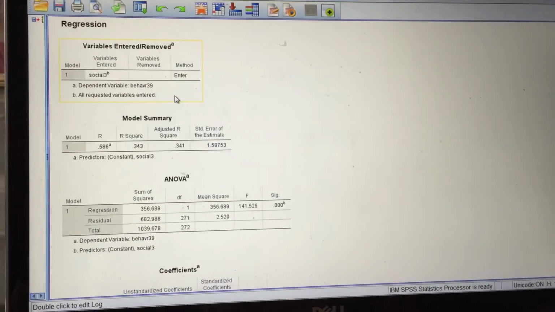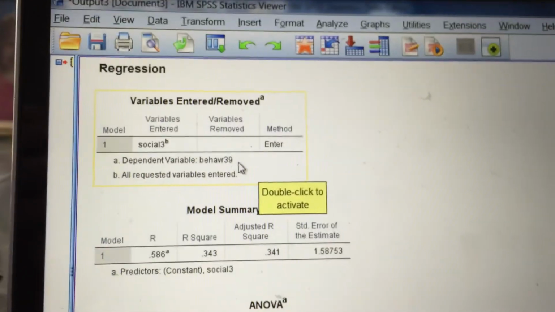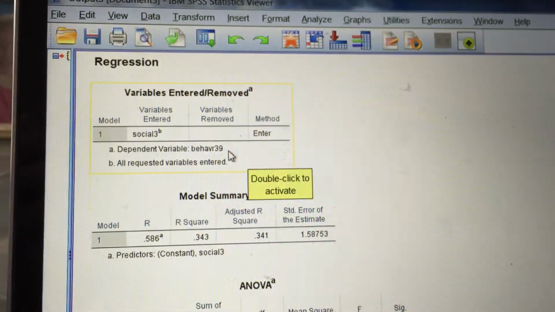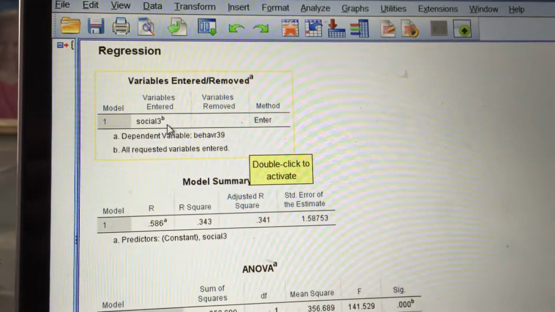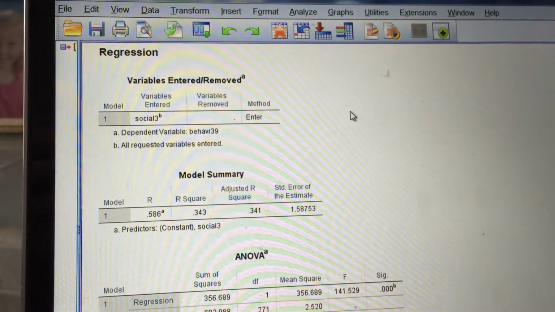And so over here it tells me in this first table that our dependent variable is behavior 39. That's good. That's what I wanted. And it shows that social 3 is the variable I have included to try to explain behavior 39.